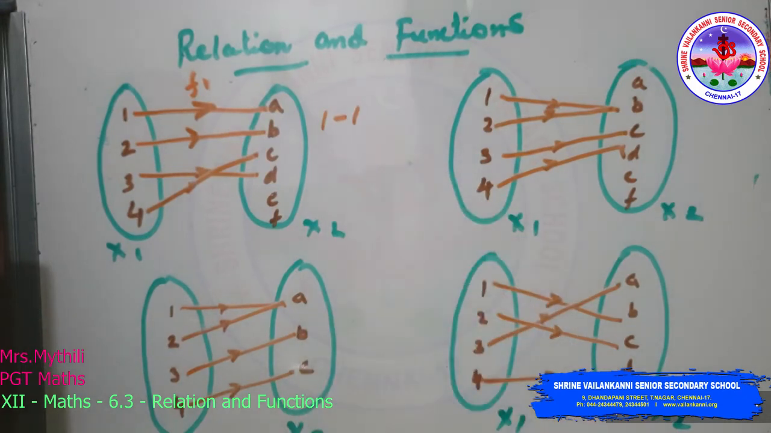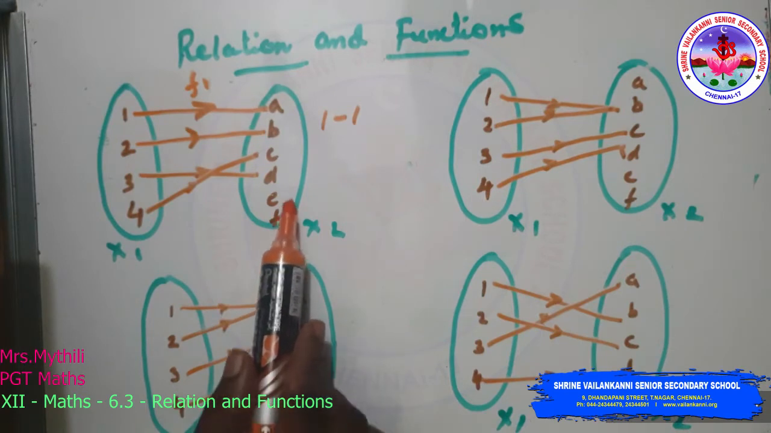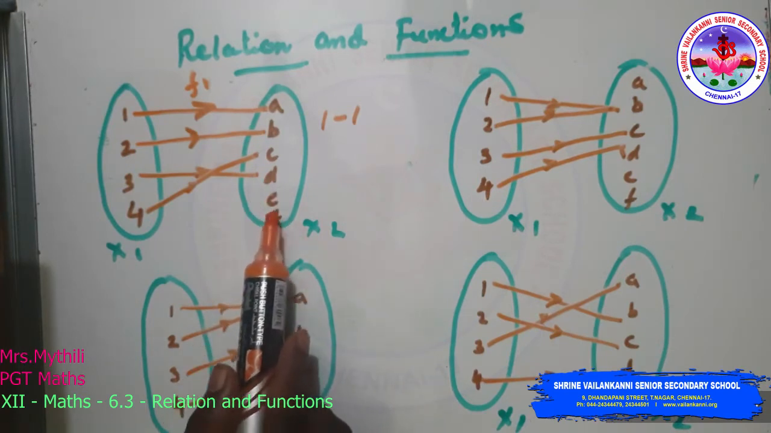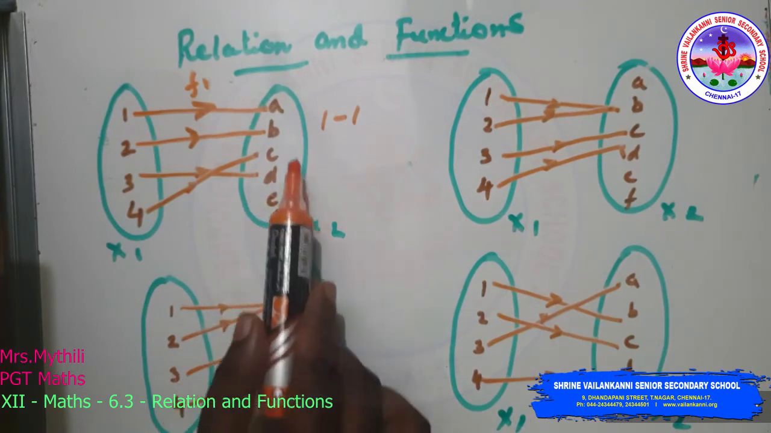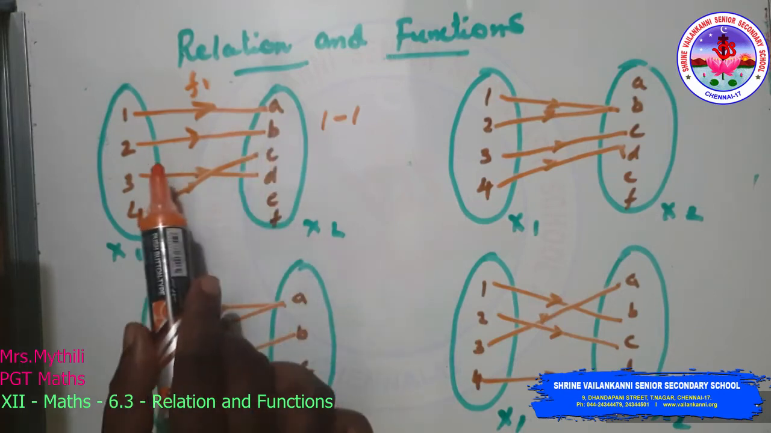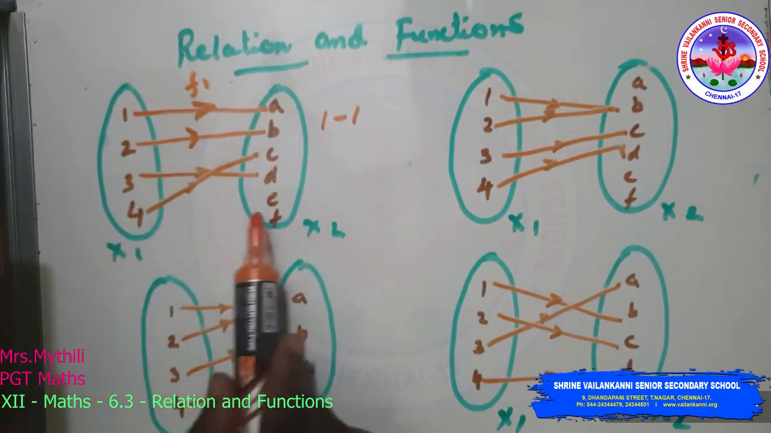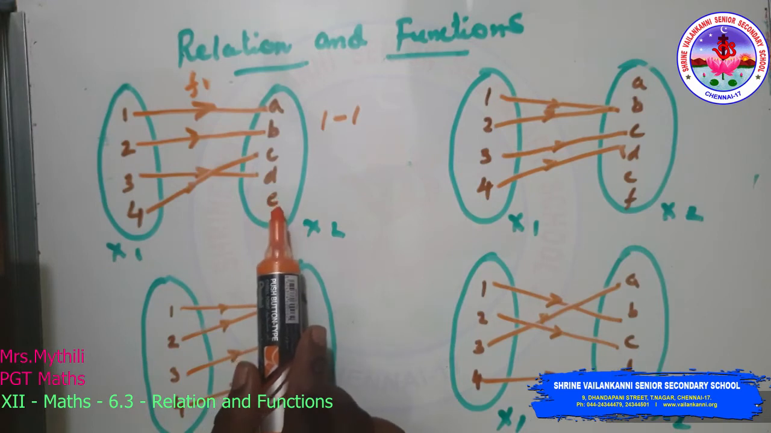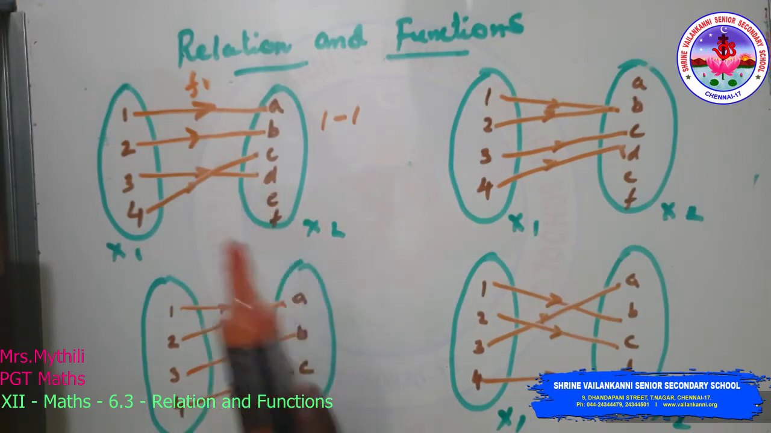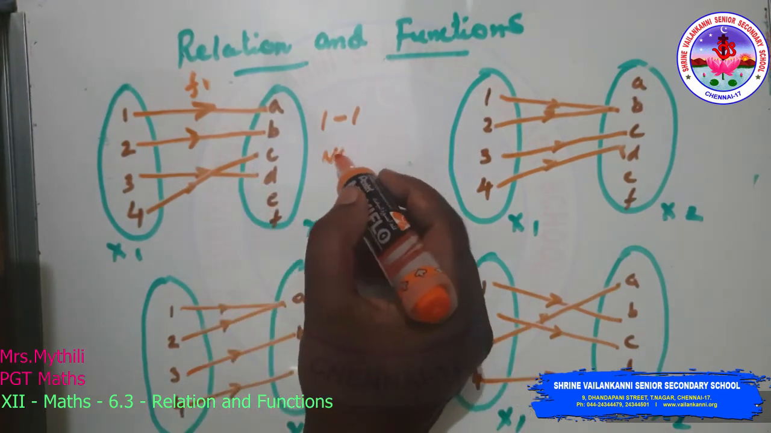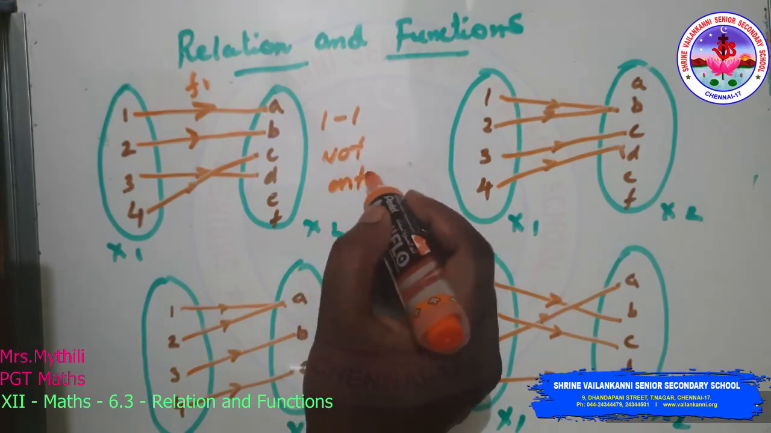Let's check for onto function. We can clearly see that there are two elements which are left in X2. The other elements have distinct images, but two elements have been left out in X2. Then we say that this function is not onto.